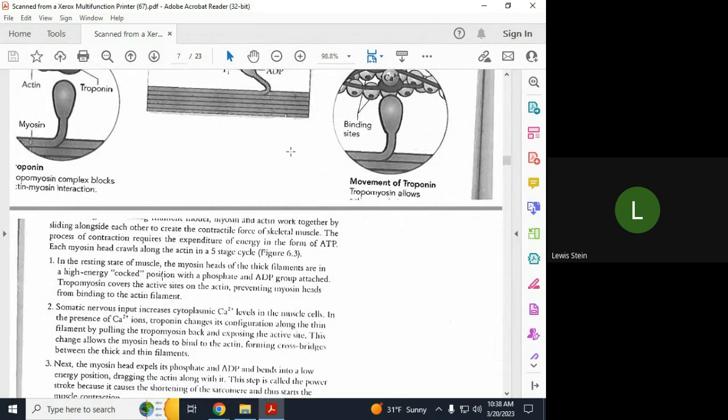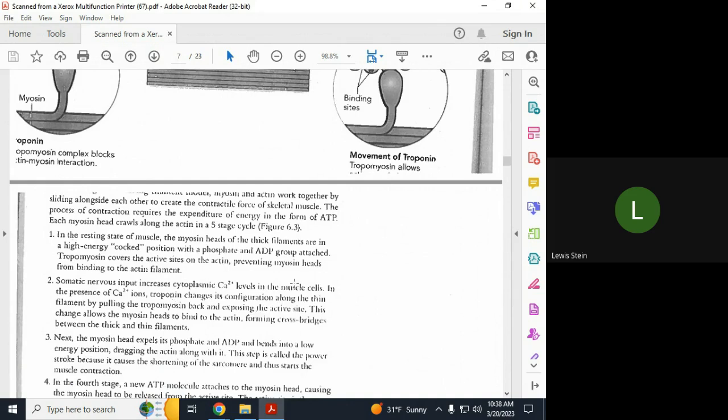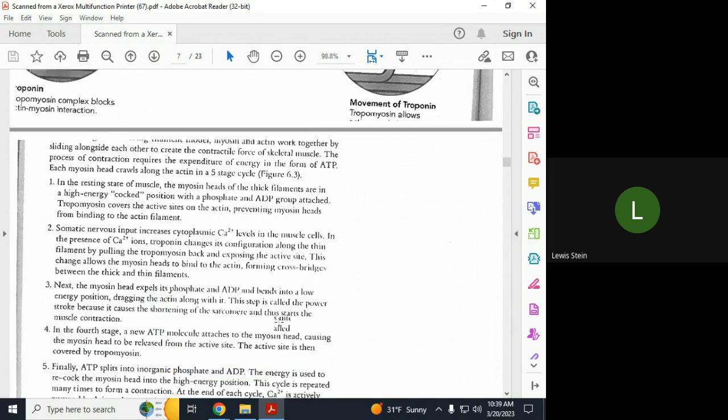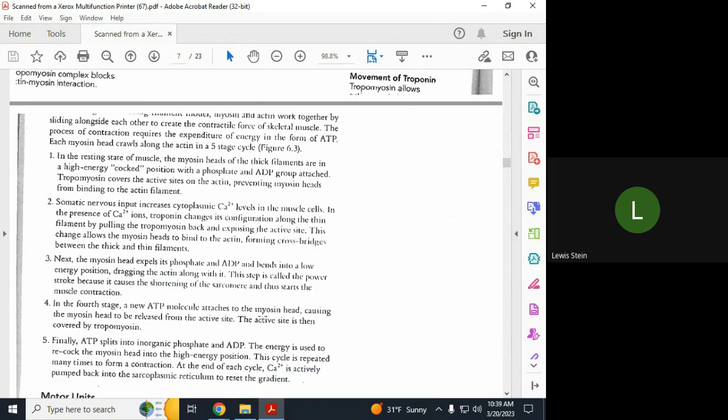High energy cocked position in the resting state, phosphate and ATP attached, tropomyosin covering the actin, preventing access to the sites. So what happens once the nerve fires and reaches threshold? Calcium is released, and the troponin changes its configuration along the thin filament, pulling the tropomyosin back and exposing the active sites. They cross bridge. Myosin expels its phosphate and ADP and bends into the low energy position, pulling the actin along with it. That's the power stroke, shortening, and it will continue as long as there's adequate calcium and adequate ATP stores.